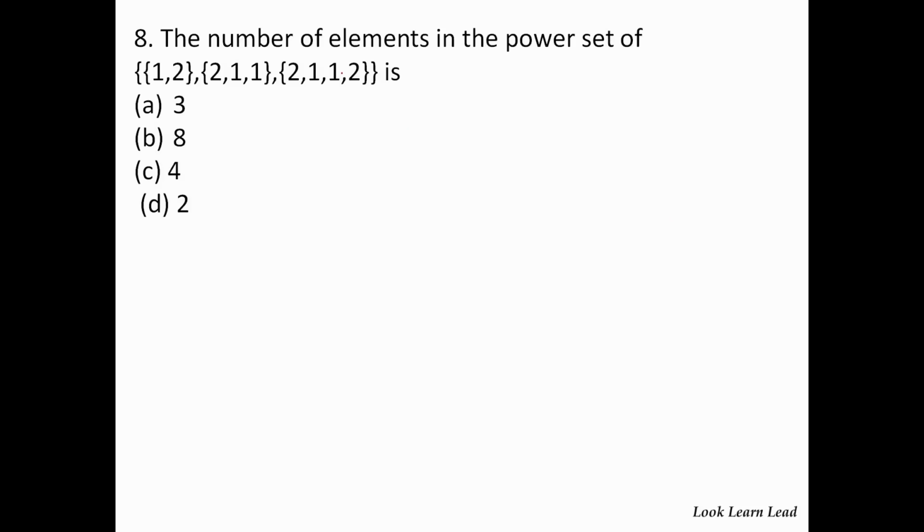Next. Okay, the number of elements in the power set of... let's see how we make the power set. Suppose we have two numbers 1 and 2 in a set. So the power set of this would be first 1 alone, 2 alone, and 1 and 2. This is the power set of a set with 2 elements, that is 2 to the power 2, that is 4.